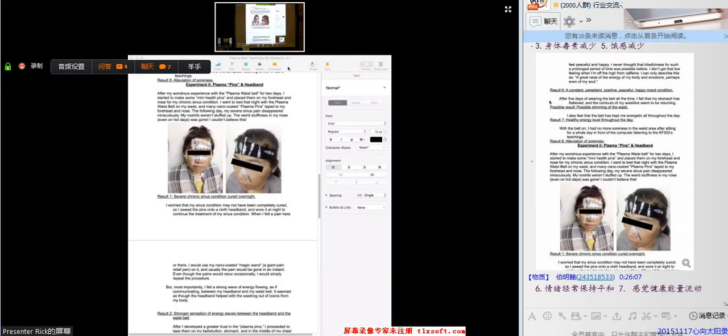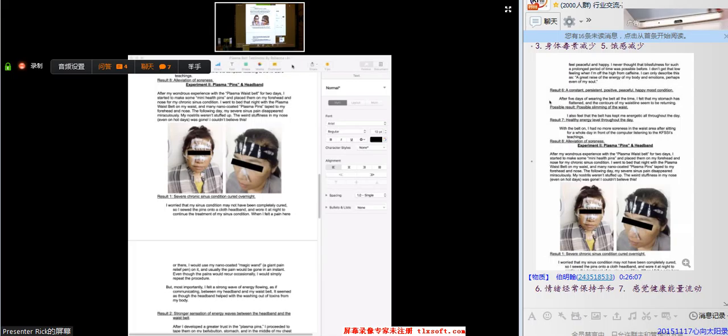And what this is, experiment number 2, is with the plasma pins and a headband. After my wondrous experience with the plasma waist belt for 2 days, I started to make some mini health pins and place them on my forehead and nose for my chronic sinus condition. I went to bed that night with the plasma waist belt on my waist and many nano-coated plasma pins taped to my forehead and nose.